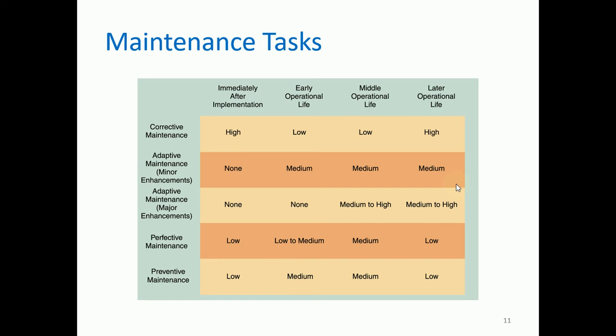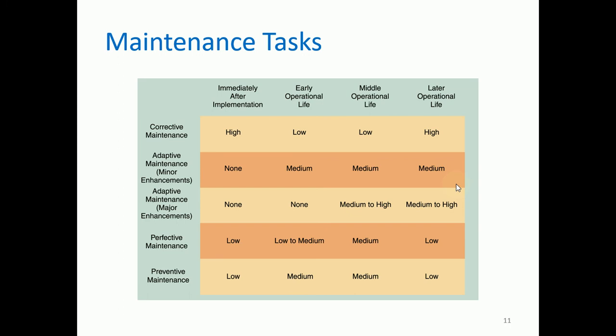For the middle operational life of the information system, corrective maintenance is low, while adaptive maintenance for minor enhancements, perfective and preventive maintenance are medium, and adaptive maintenance for major enhancement is medium to high. Last, for the later operational life of the information system, perfective and preventive maintenance are low, adaptive maintenance for minor enhancement is medium, adaptive maintenance for major enhancement is medium to high, and corrective maintenance is high.